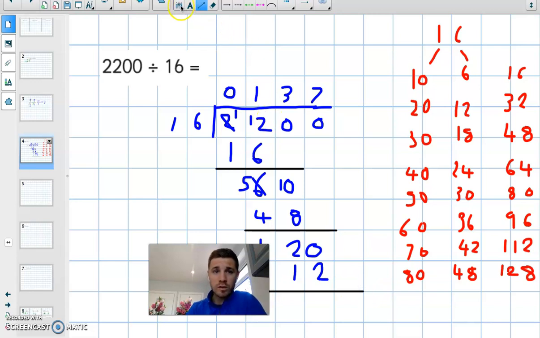So start subtracting from the smallest digit. 0 take away 2, we can't do, so we borrow from next door. 2 becomes a 1, 0 becomes a 10. 10 take away 2 is 8. 1 take away 1 is 0, and 1 take away 1 is 0. So I'm left with a remainder 8.